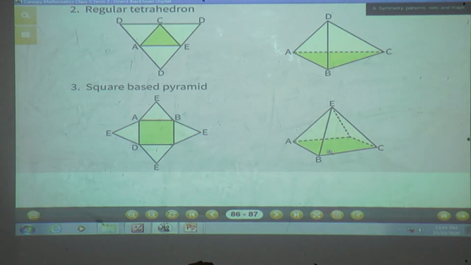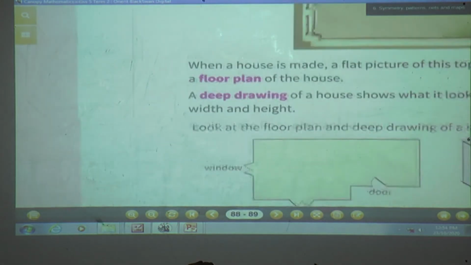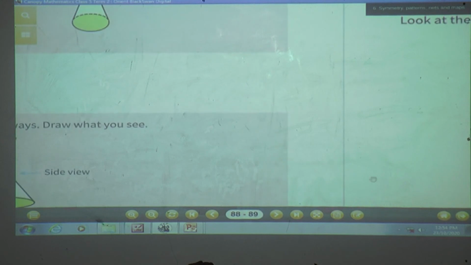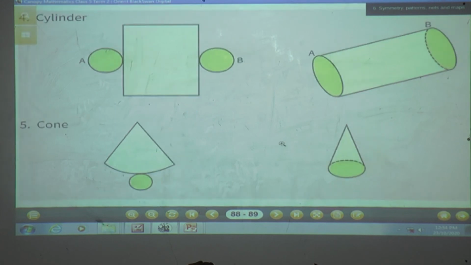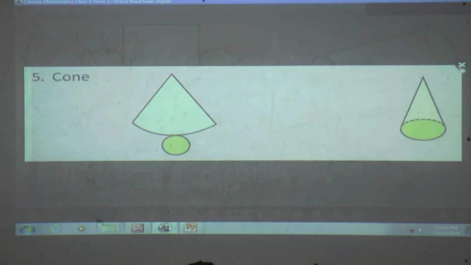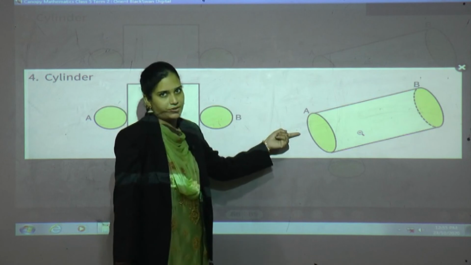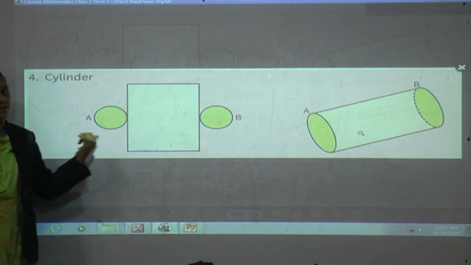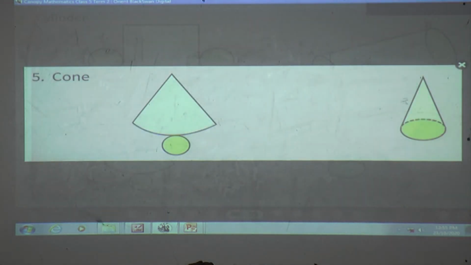Students, open page number 88. See carefully. Here also some examples. See, this one is a cylinder shape. This is a cylinder, so this one is the net of a cylinder. Now the next figure. Here, a cone. This one is a cone and this is the net of a cone.